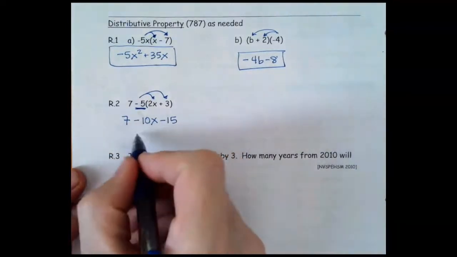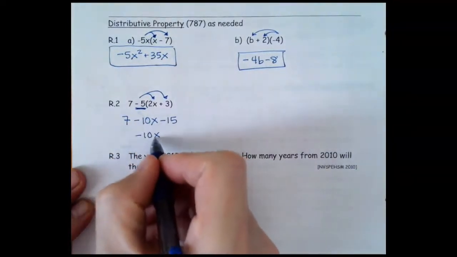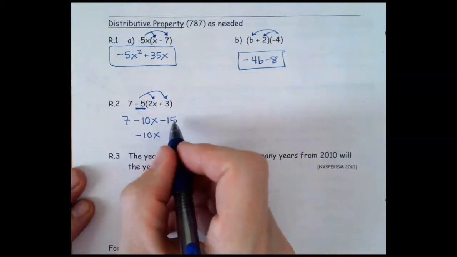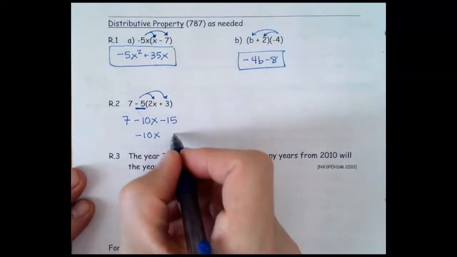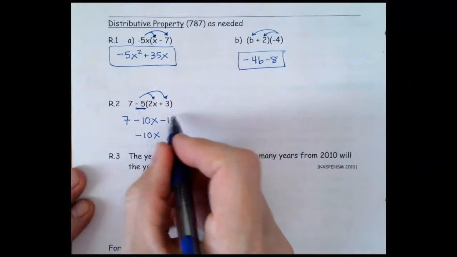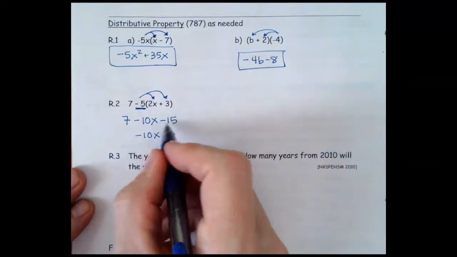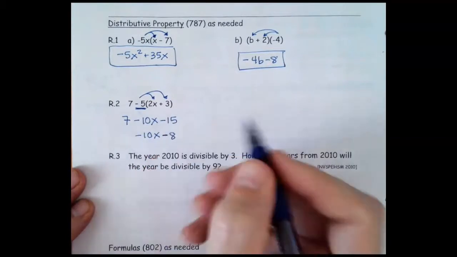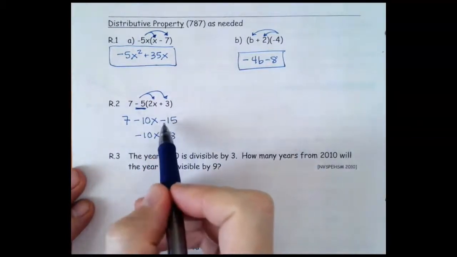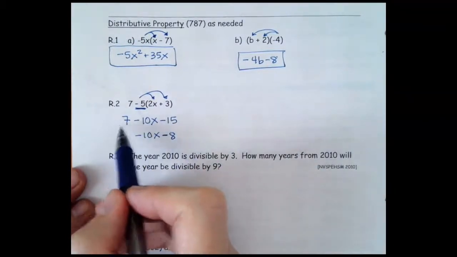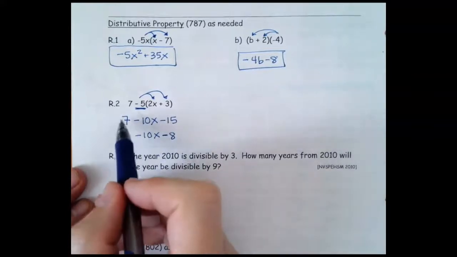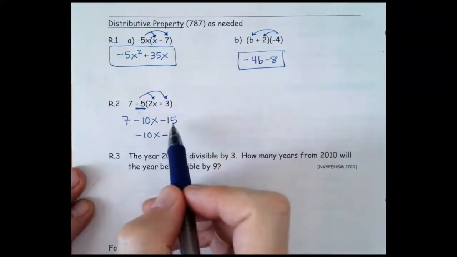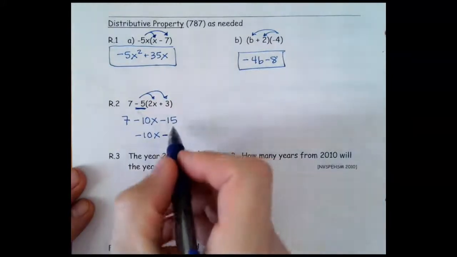Now we're going to combine like terms, so we're going to have negative 10x, and so we're going to have 15 minus 7, which is 8, but the absolute value of the 15 is larger than this, so we're going to keep the negative sign there. One way you can think about that is you have 15 negatives and 7 positives. So 7 of the negatives are going to cancel out 7 of the positives, and that'll leave us with 8 negatives.